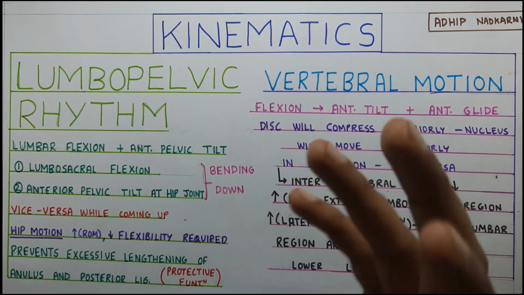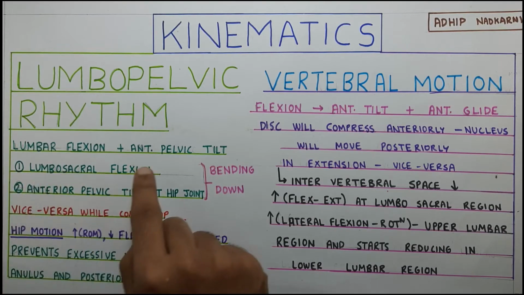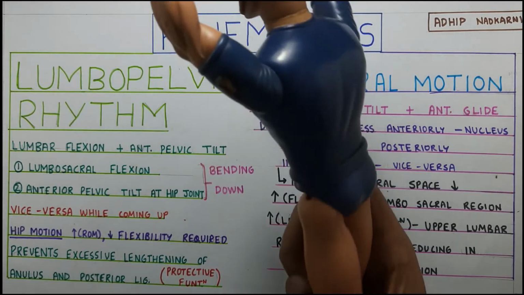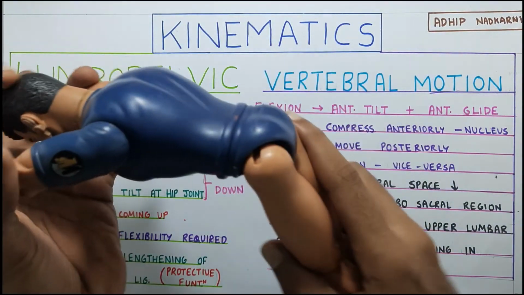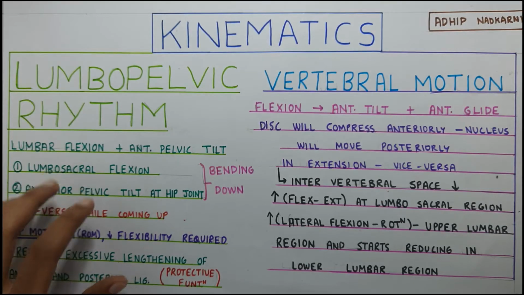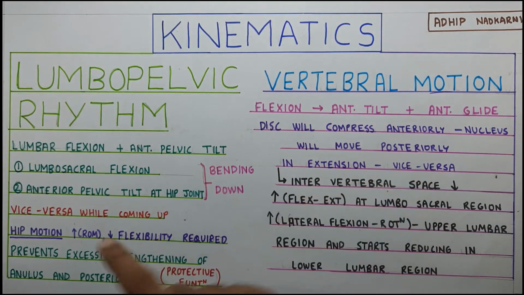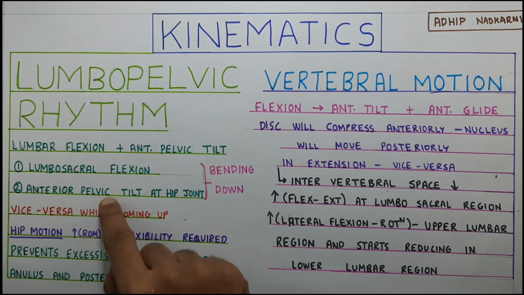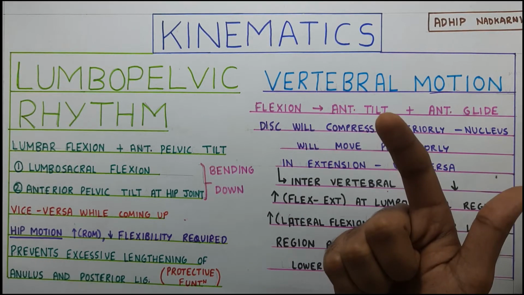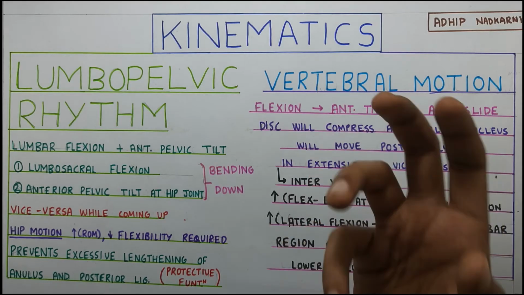Now let's summarize. We talked about the lumbopelvic rhythm, where there are two components. There is the lumbosacral flexion happening first, and then the second part is the anterior pelvic tilt. What does Joe lack? Joe lacks the lumbosacral flexion. There is just anterior pelvic tilt that we can see. The lumbar region over here is fixed, right? Then we saw why it is important. It helps you improve the range of motion in your lumbar region, because the hip motion that is present, the anterior pelvic tilt, helps you improve the range of motion, reduces the flexibility required, and also the anulus and the posterior longitudinal ligament are not excessively lengthened.